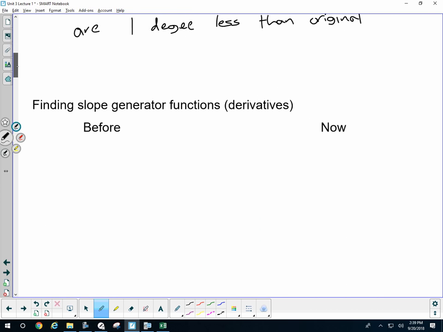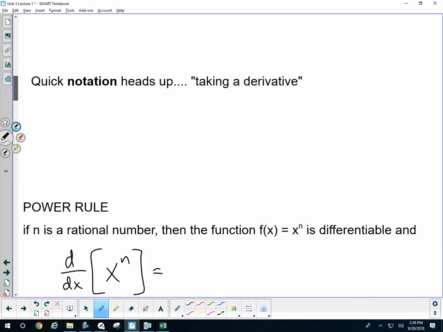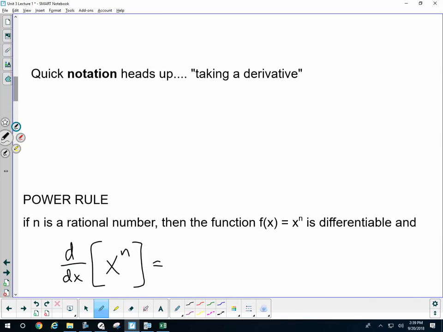We'll come back to this. Actually, no. Let's do the notation heads up right now, okay?